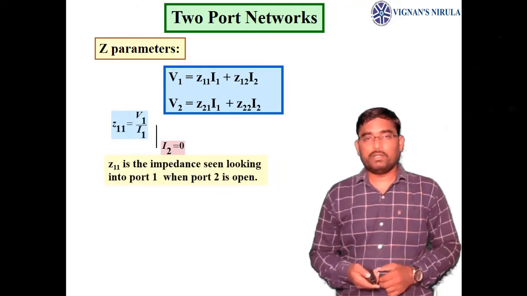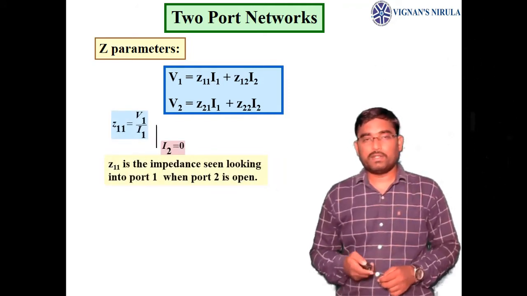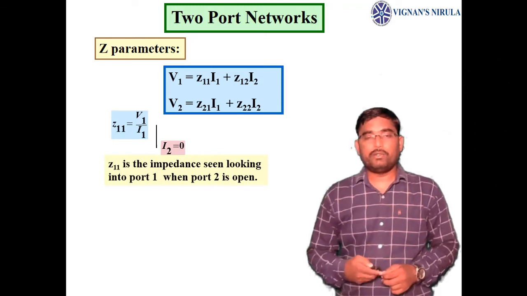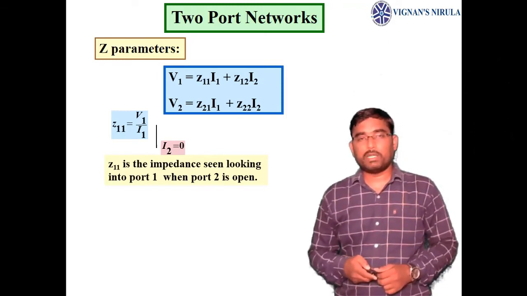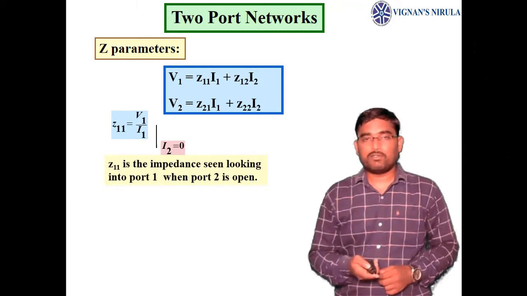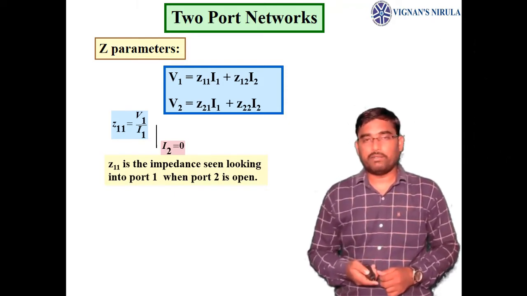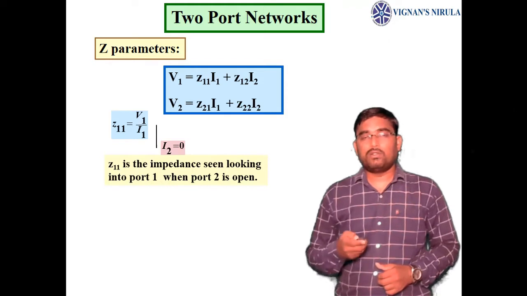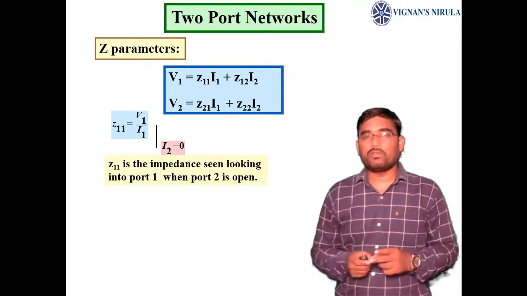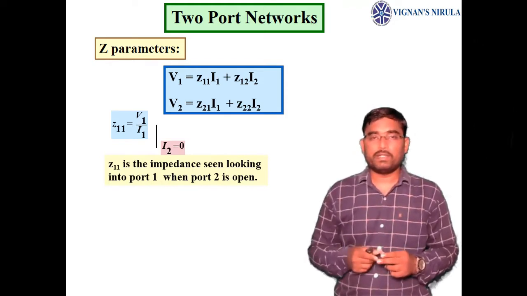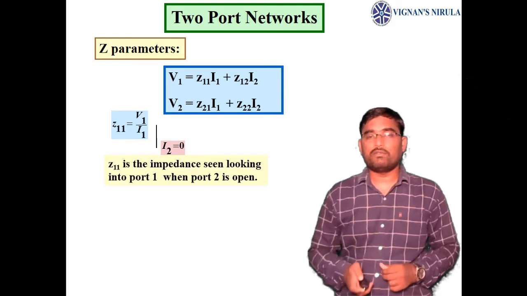If you see the individual parameters, Z11 can be calculated by taking the ratio of V1 by I1 when I2 is 0. See the first equation: by making I2 0, we get Z11, which is the ratio of V1 by I1. This is called the impedance seen looking at port 1. That means the total driving point impedance at port 1 is called Z11.